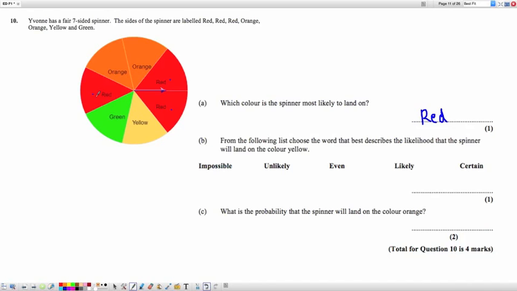From the following list, choose the word that best describes the likelihood that the spinner will land on yellow. So there is only 1 out of 7 that are yellow. So it's not impossible, it's not even, it's not really likely, it's definitely not certain. So it's more unlikely that the spinner will land on yellow. What is the probability that the spinner will land on the colour orange? Well, there are 2 oranges out of the 7, so we write that as a fraction, 2 over 7.